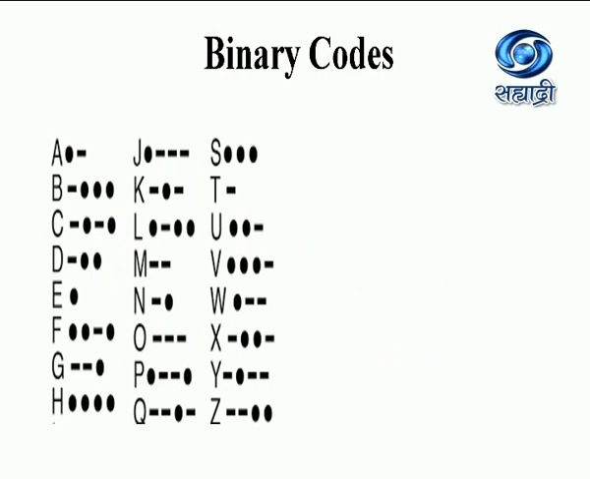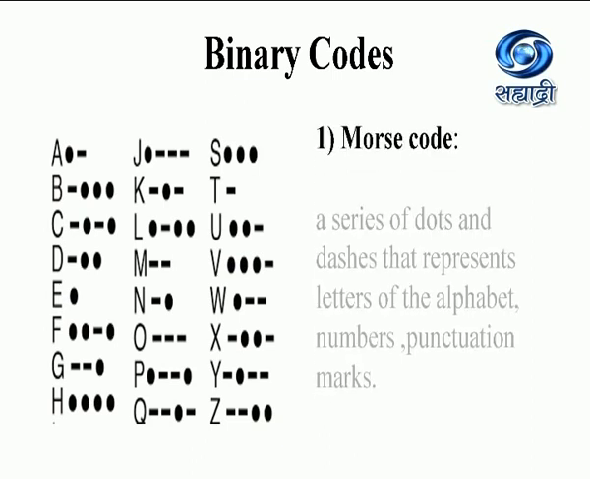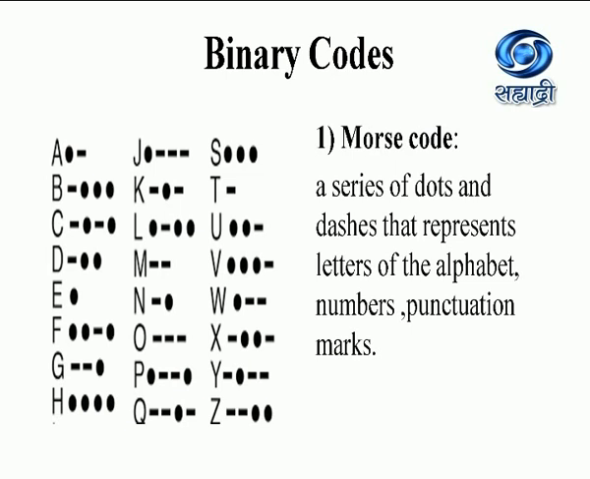In digital communication, whenever we transmit information, it is in terms of codes. These types of codes are used in digital communication. The first type of code is Morse code, and basically this is a series of dots and dashes that represents a letter of the alphabet, number, punctuation and marks. These Morse codes are used in coded messages. Here dot and dash represent letters and marks.